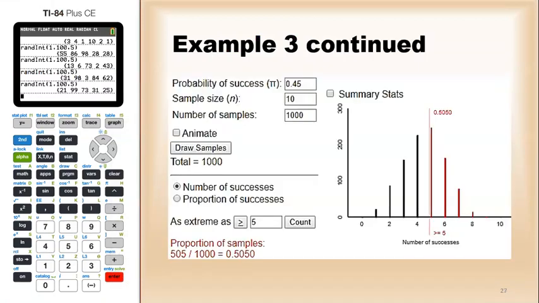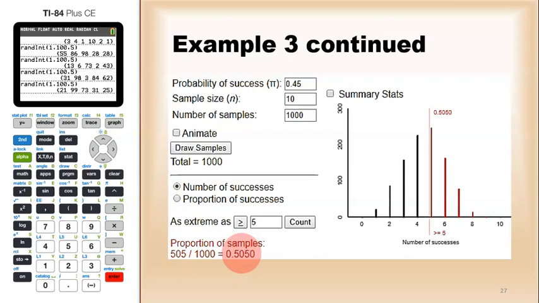Alright, here's one I did previously. So, again, you set the probability of success to 45%. Sample size, we want to do 10 attempts. The number of samples is the number of simulations, set it to 1,000. We want it to be at least 5. So I said as extreme as greater than or equal to 5. And the results I have here is, well, in this case, I end up with 51%.